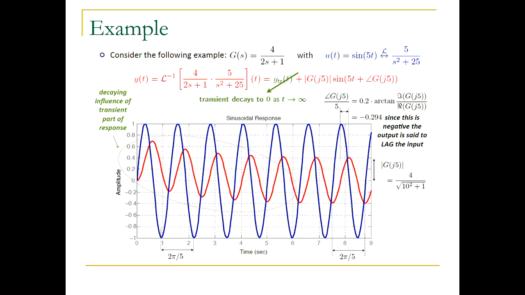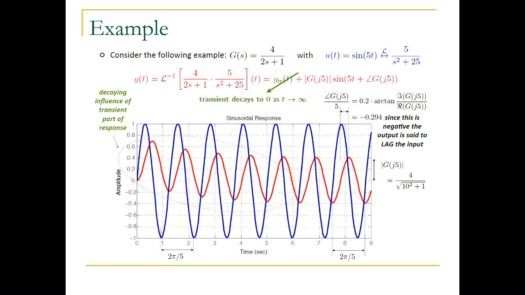When you find the output of this system to this sinusoidal input, you can see that it consists of two parts: the transient part and the steady state part. Note that I rewrote the steady state part as the magnitude of G evaluated at J5. Why J5? Well, 5 is the frequency of the input signal, right? And then I wrote the rest as sine 5t.